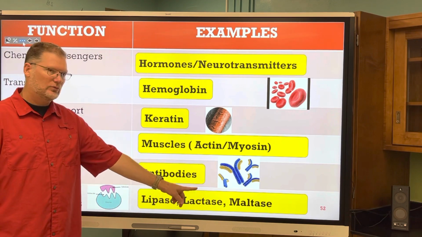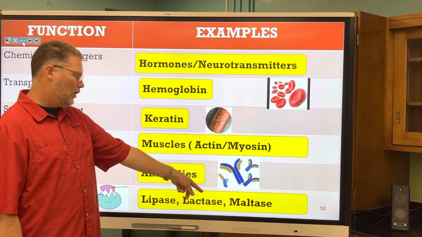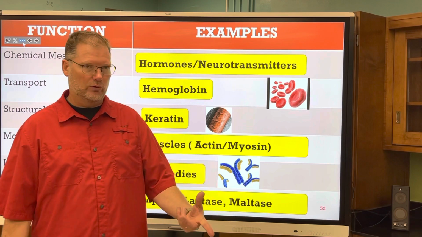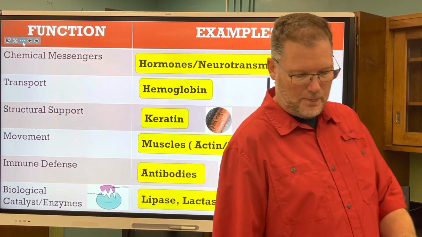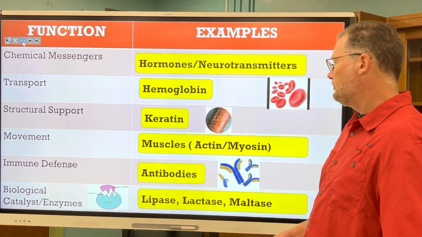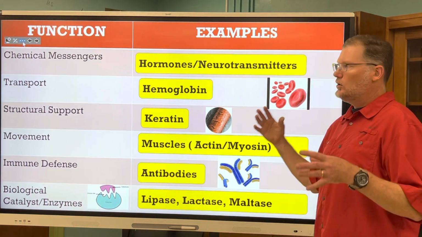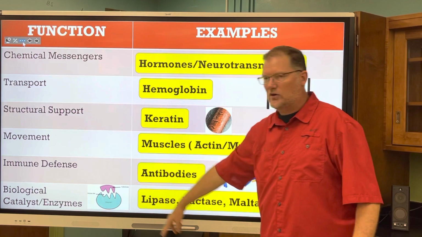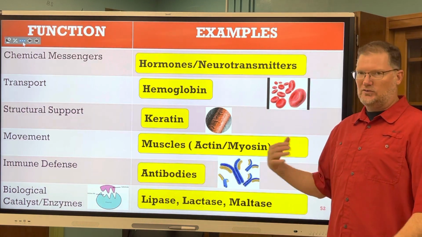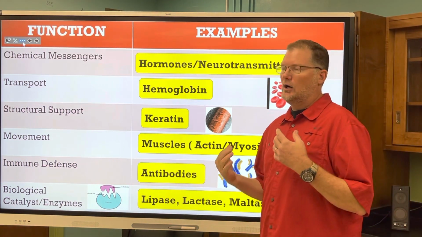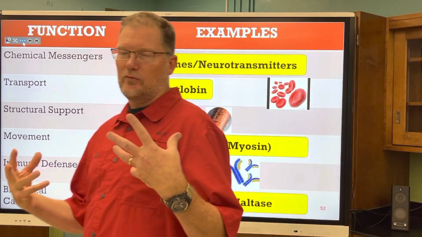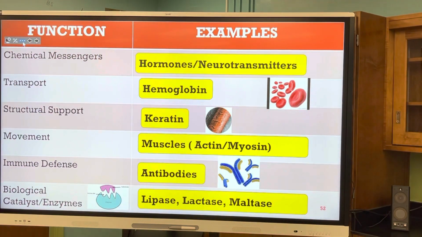So lactase would break lactose, and maltase would break maltose, sugars, okay? They're all kind of connected, their names. So these are all examples of proteins that do jobs or functions in many different areas of the body. Like we said in the beginning of the protein slides, proteins have functions all over the animal and plant body, okay?